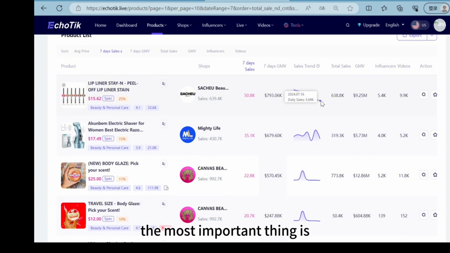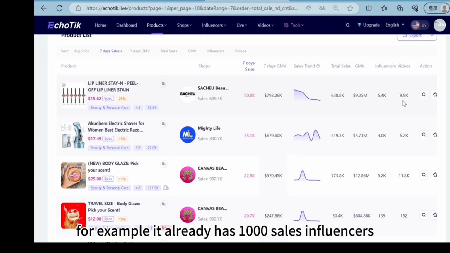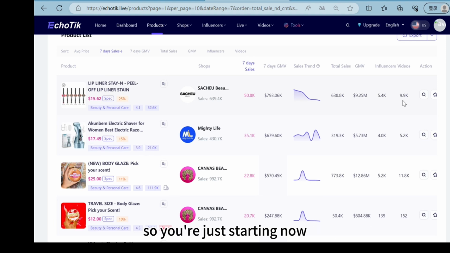The most important thing is that we need to look at the number of influencers it delivers goods to, and the number of videos. If there is too much difference between you and it, for example, it already has 1,000 sales influencers and you're just starting now, it's difficult for you to surpass it. You need to invest a lot of money. So in this regard, if the opponent is too strong, we won't do the same category either.